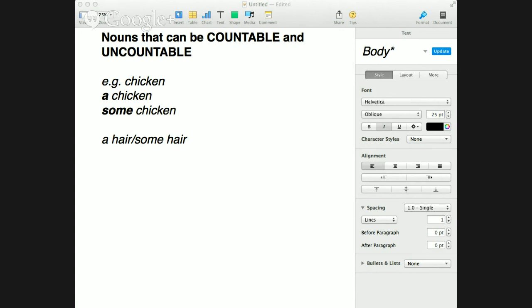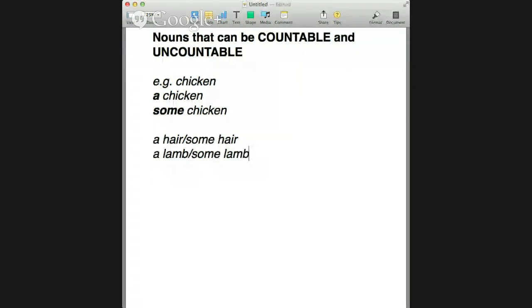Let's go through what we've got here. So lamb, says Alberto. A lamb or some lamb. Can you explain the difference between those two? Okay. Lamb's meat, or it's in a farm, is an animal. Absolutely. A lamb is an animal, some lamb is the meat. Very good, Alberto.